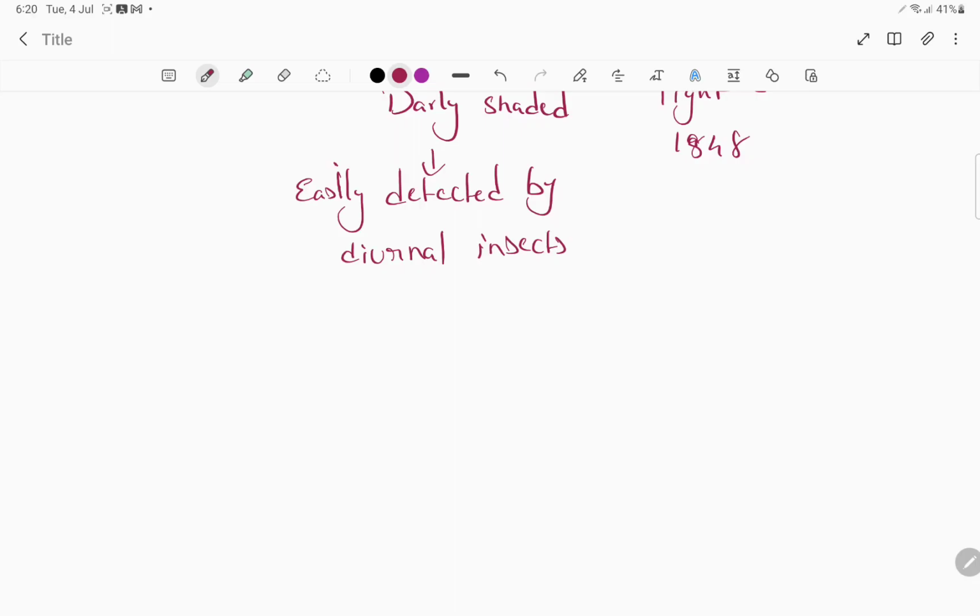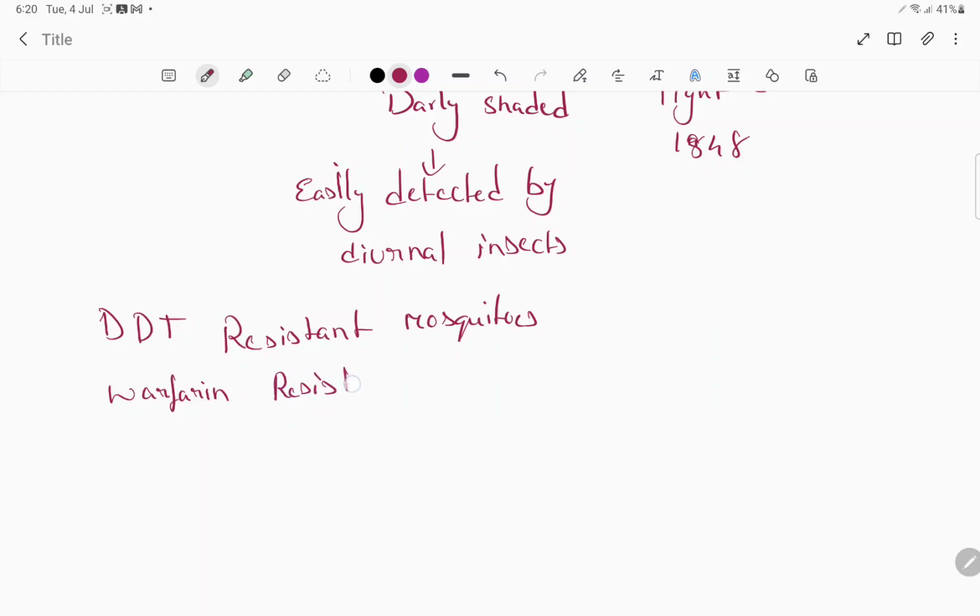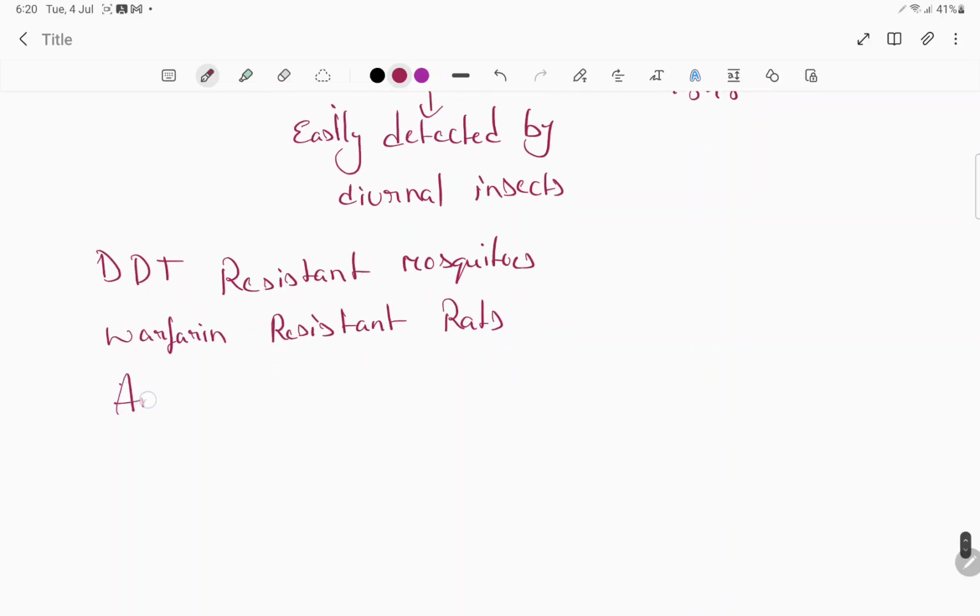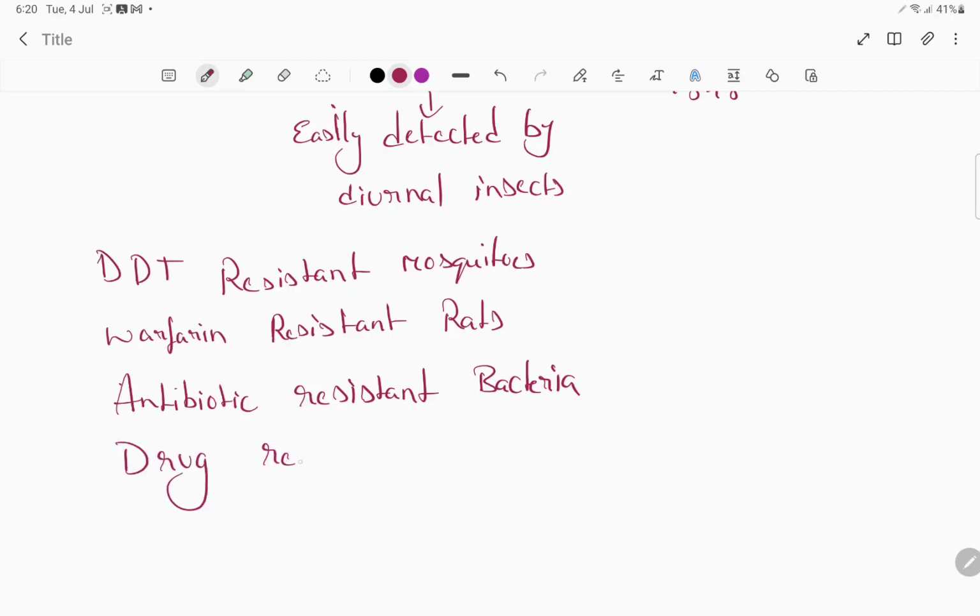Other examples of anthropogenic evolution also include DDT resistant mosquito, warfarin resistant rats, antibiotic resistant bacteria, drug resistant HIV, and drug resistant plasmodium.